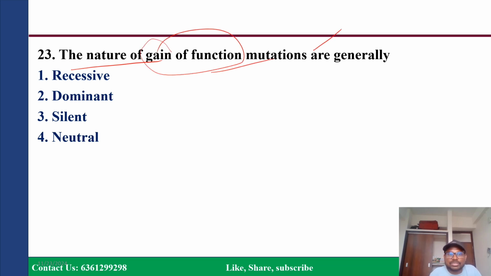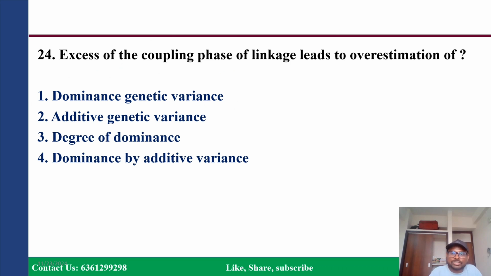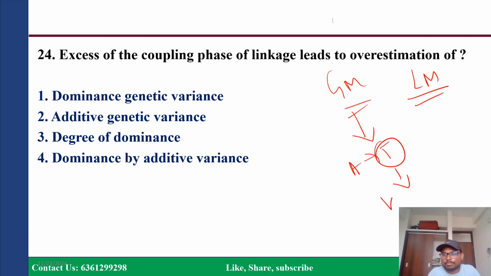Then, the nature of gain of function mutations is always... See, they are asking about a gain of function, not a loss of function. If it is a gain of function, it is almost always dominant in nature. What is a gain of function mutation, and what is a loss of function mutation? It means by mutation you are gaining some function. For example, if an A to T transfer happened and the leaf will develop. If it is a loss of function, A is lost, and the leaf formation will not happen. Like this, if a function is generated by mutation, it's a gain of function. If a function is lost by mutation, it is a loss of function mutation.